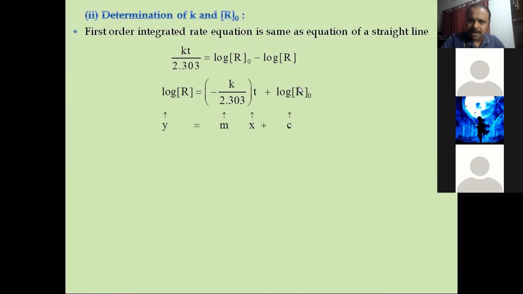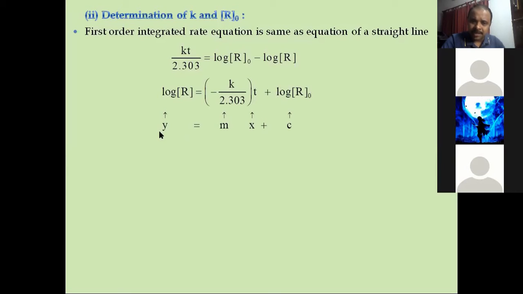Now we can transform this equation. Push log R to the left hand side and Kt by 2.303 to the right hand side, for the reason that in this equation there are two variables. Time is the independent variable, R is the dependent variable. So it's like x and y. This form is similar to y equals mx plus c. Y is nothing but log R, and x is nothing but time.